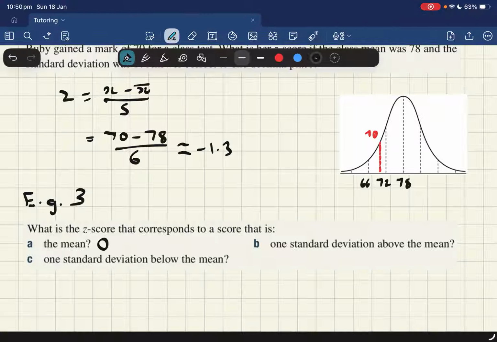Now, one standard deviation above the mean, that's going to have a z-score of 1. We've discussed this before. And one standard deviation below the mean, anytime it's below the mean, it's going to be negative. And it's going to be a z-score of -1. The z-score corresponds to how many standard deviations above or below the mean we are.